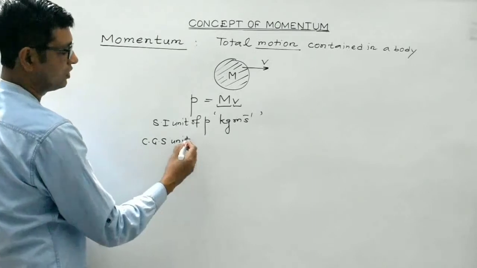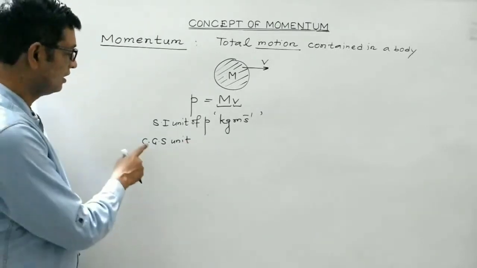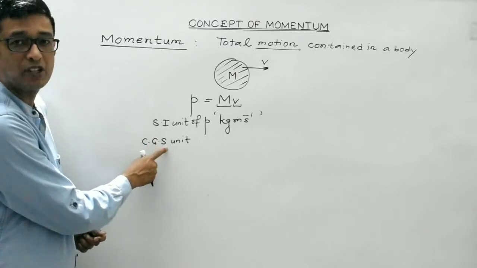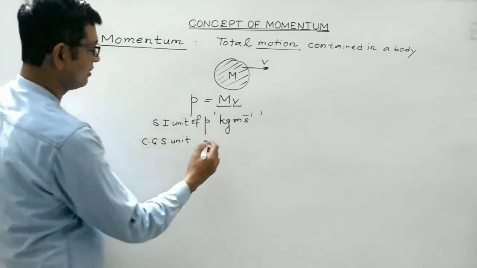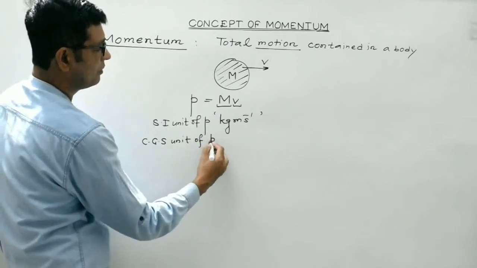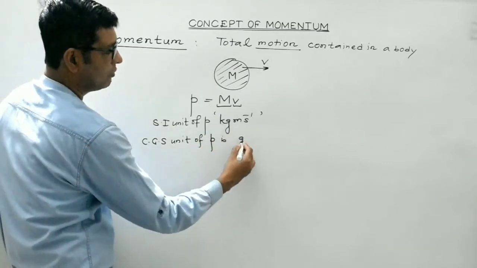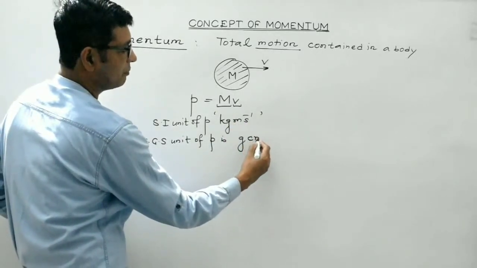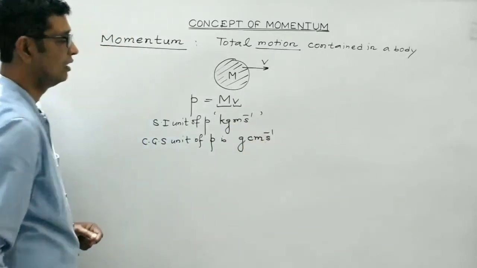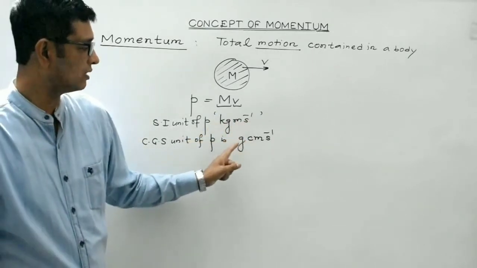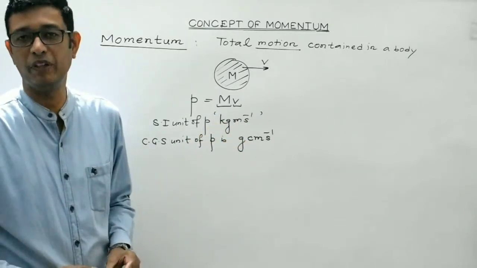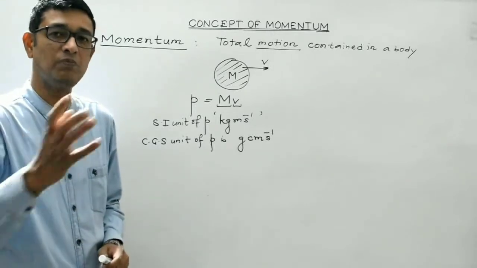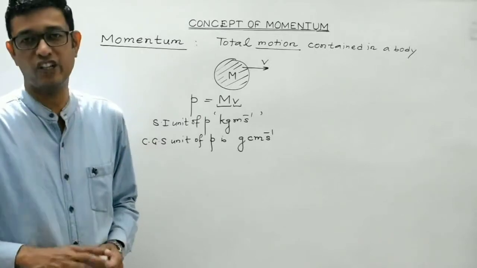In the CGS system, as you are aware, length is measured in centimeter, mass in gram, and time in second. So in place of kg, mass will be measured in gram, and in place of meter per second, the velocity will be measured in centimeter per second. So this is the SI unit of momentum and this is the CGS unit of momentum, right? Momentum, remember, is a vector quantity having both magnitude and direction.